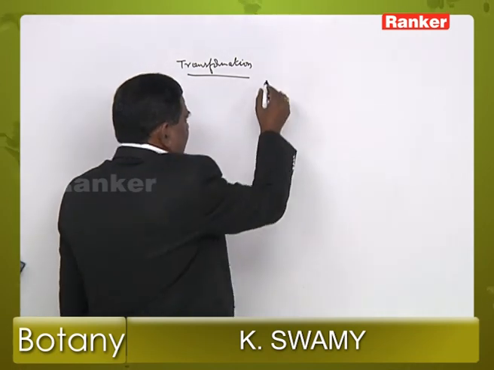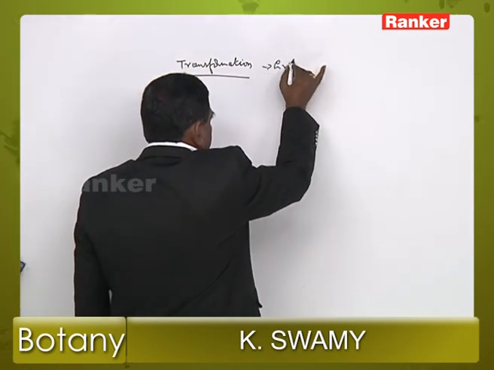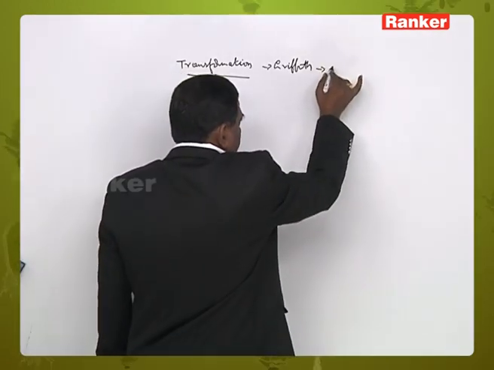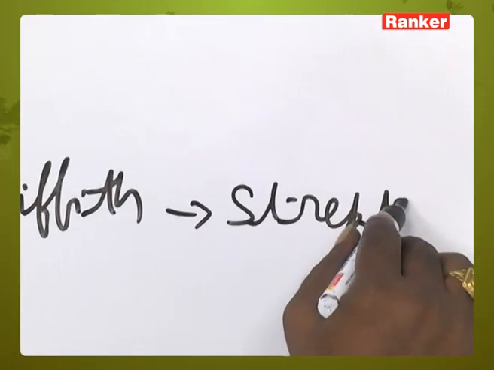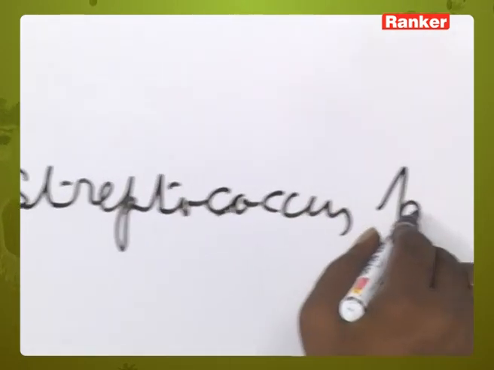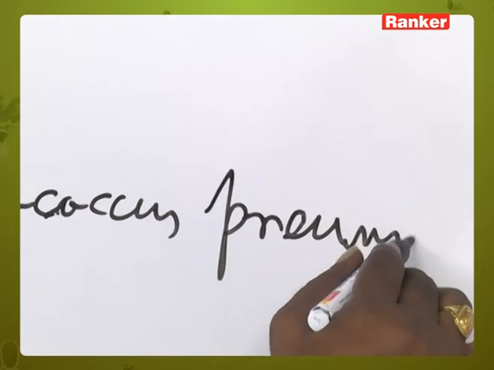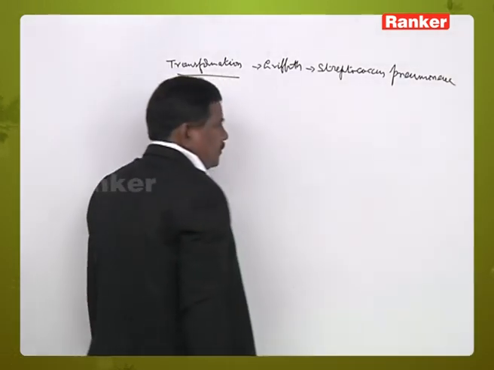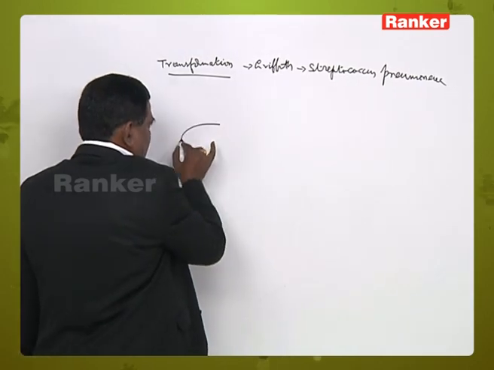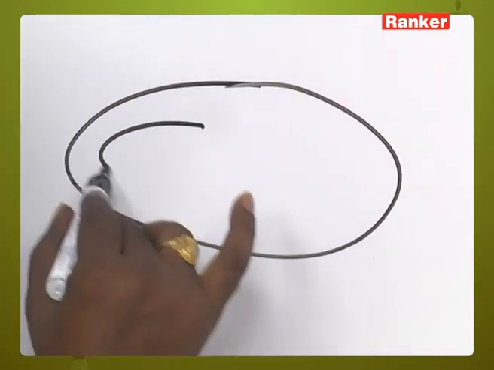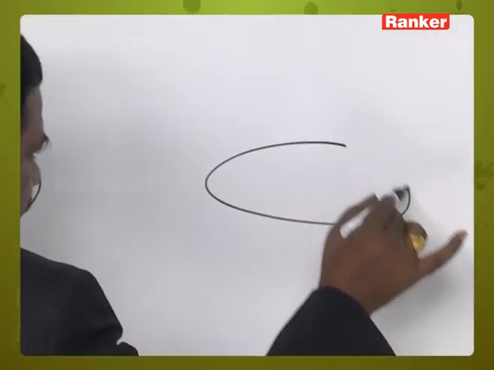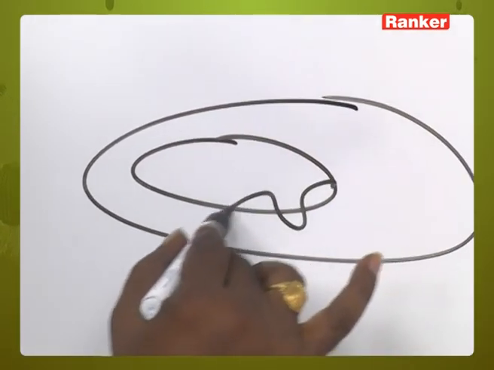Transformation, observed by Griffith in Streptococcus pneumoniae. In this, there is one bacterium with genetic material present, and another bacterium in which genetic material is also present.